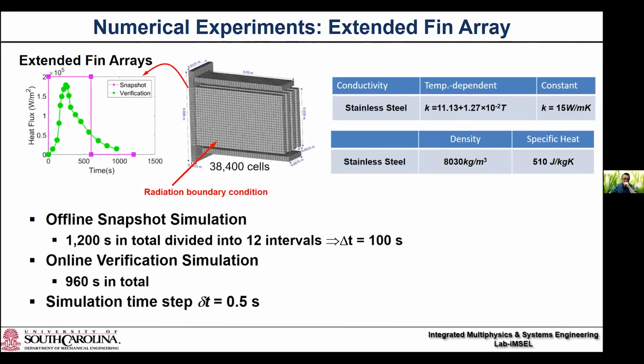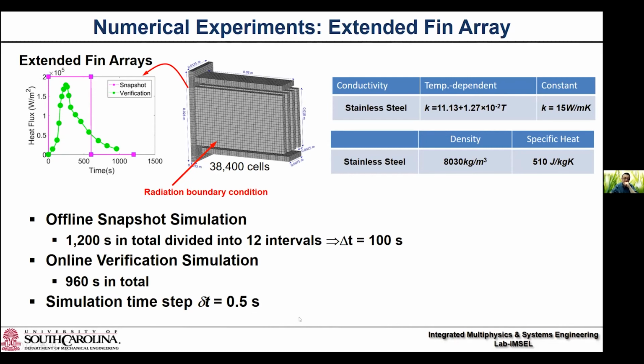This is the last case study. We are talking about an extended fin array. At the boundary at the bottom here, we will apply a time-dependent heat flux. The purple is the snapshot, a step function for the heat flux, and the green one is the verification. All the other boundaries are radiation boundary conditions. For this one, we have 12 intervals, each 100 seconds, and the verification simulation has 960 seconds, and the simulation time step is 0.5 seconds.